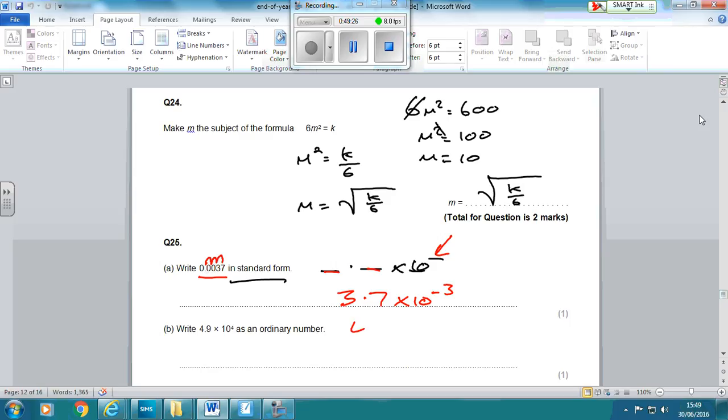Okay, so now we're going to have 4.9 times 10 to the power of 10. So this power means how many places it's going to move. So let's stick in a bunch of zeros here. It's going to move 1, 2, 3, 4 spaces. So it's going to jump in there. Therefore, our number is going to be 49,000.